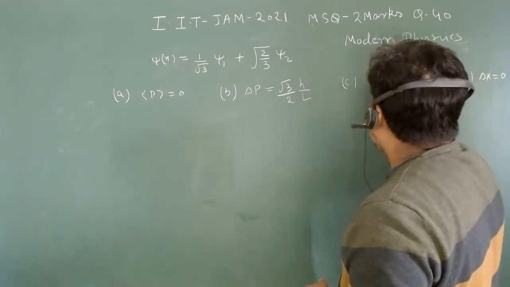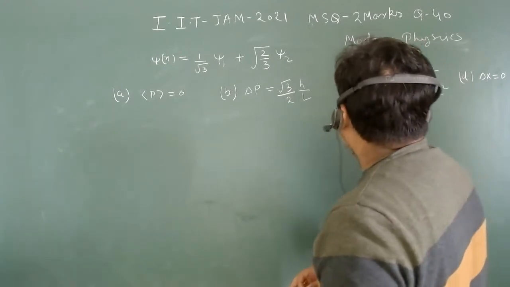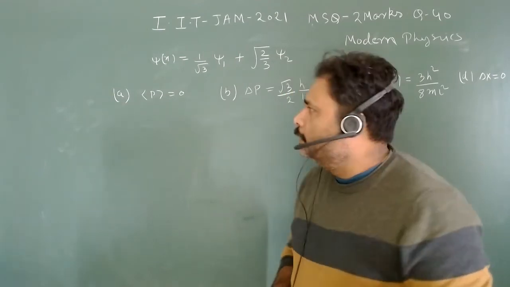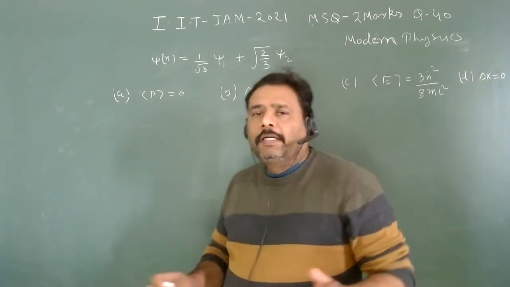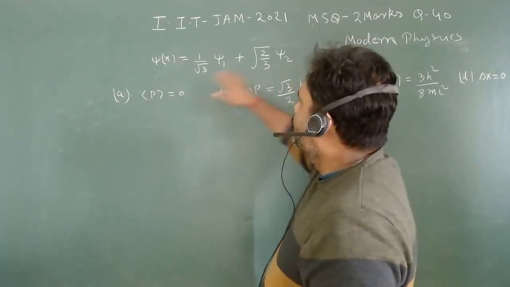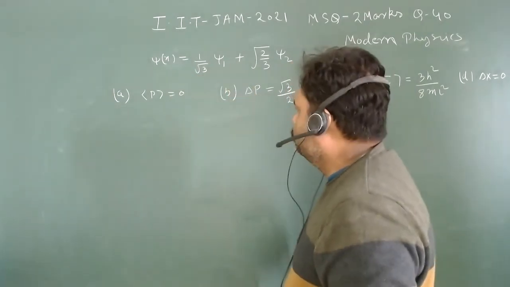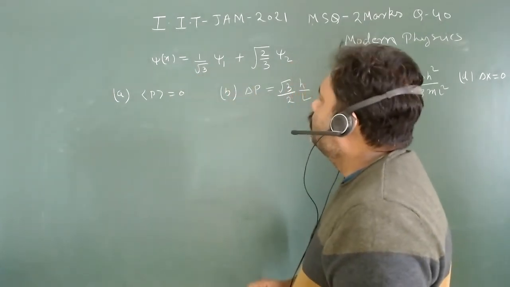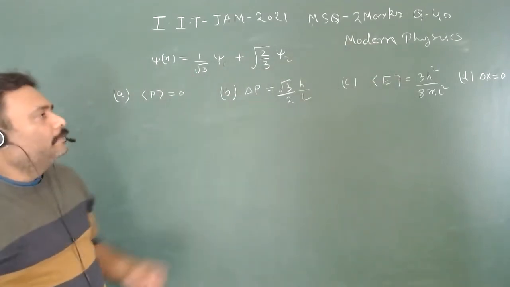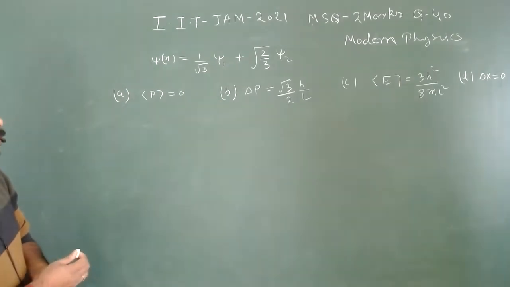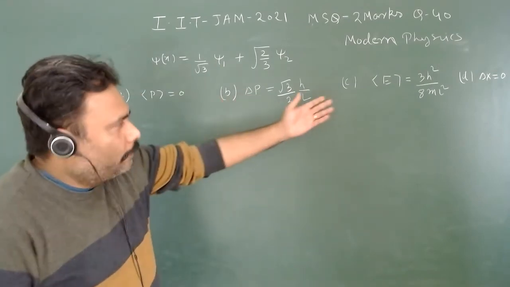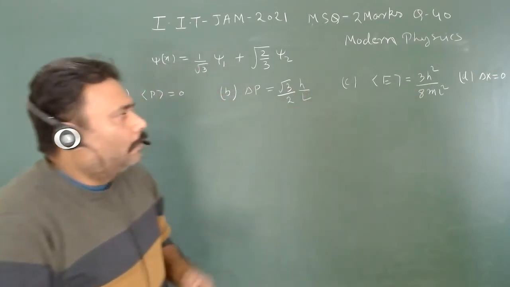This is an MSQ problem, a 2 marks problem from modern physics, on particle in a box. A particle is confined in a one dimensional box of width L, and the state is a superposition of psi1 and psi2. We have to check the average values of different physical quantities and the errors related to them: the average value of momentum, the error in momentum, the average value of energy, and the average value of position also.